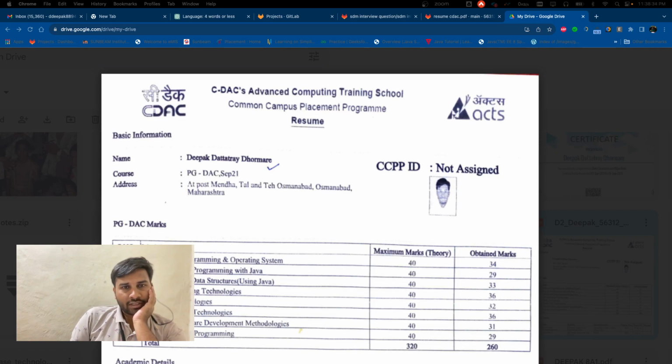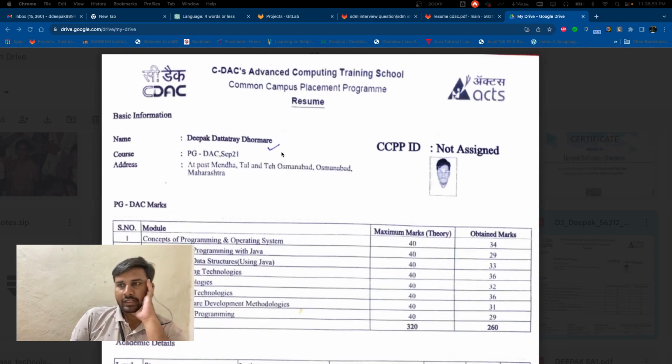So this is the CDAC resume which I had when I was studying at CDAC. This was the resume prepared by CDAC itself. Here you cannot see any information related to where you passed out from or from which institute you got the certificate.